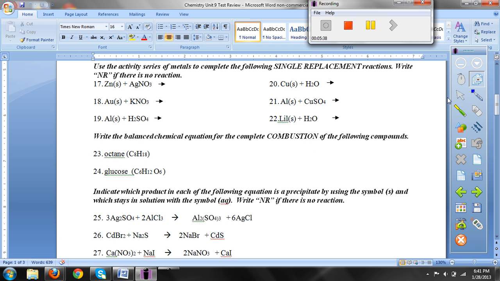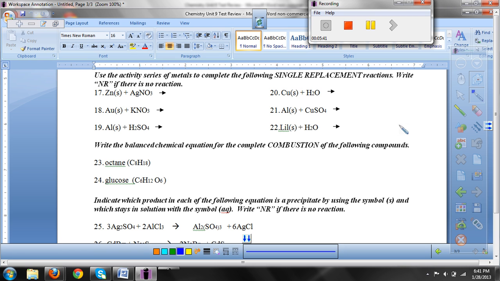to number 17. Okay, number 17 says to use the activity series of the metals to complete the following single replacement reactions. This is located in your notes over reaction types. It was the very first set of notes we did. It's on the back of the first page. So if you want to pause and get that, that would be a good idea.